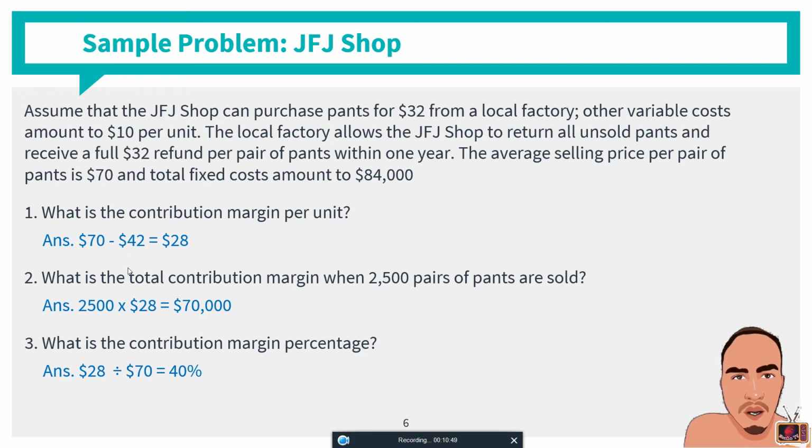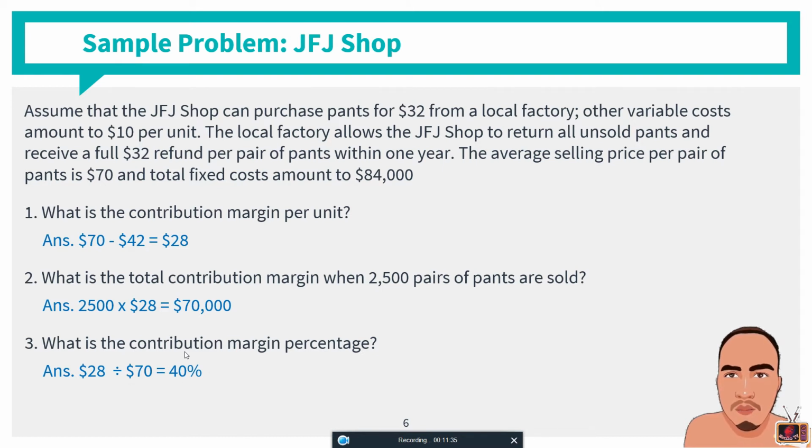Next is, what is the total contribution margin when 2,500 pairs of pants are sold? So with the formula, we would multiply 2,500 by 28, since this is the contribution margin per unit. The total contribution margin is $70,000. So to get the contribution margin percentage, $28 divided by $70, which is 40%.